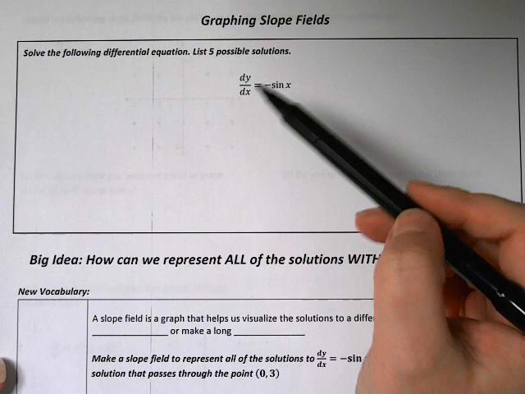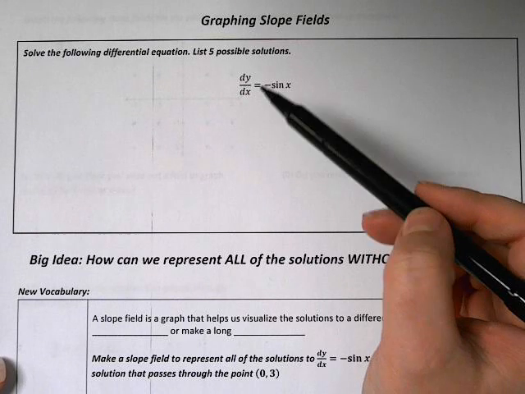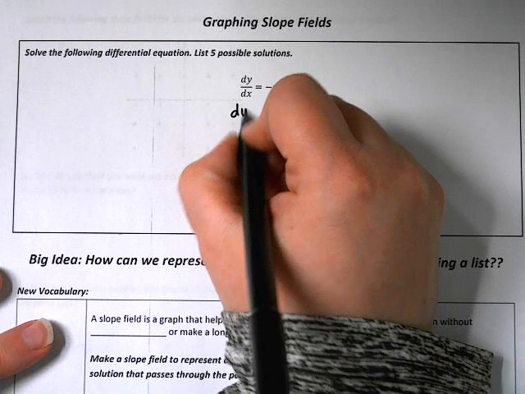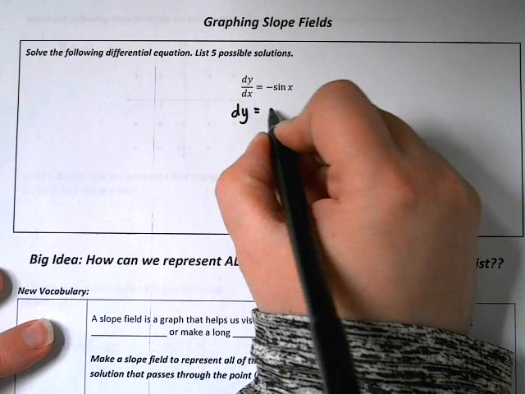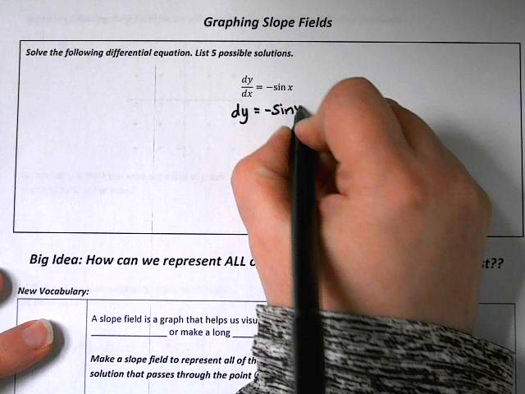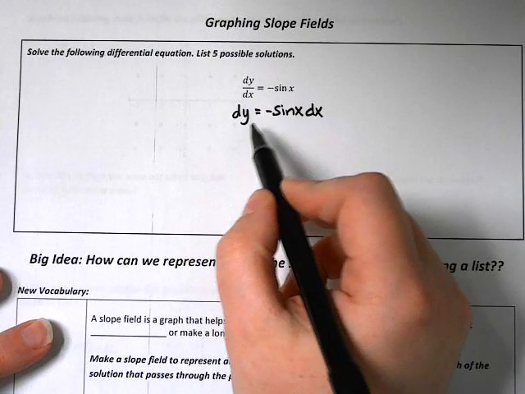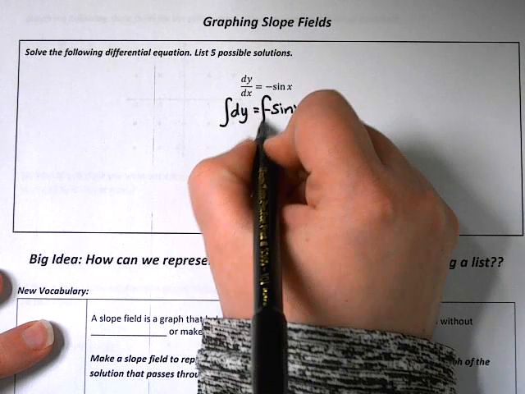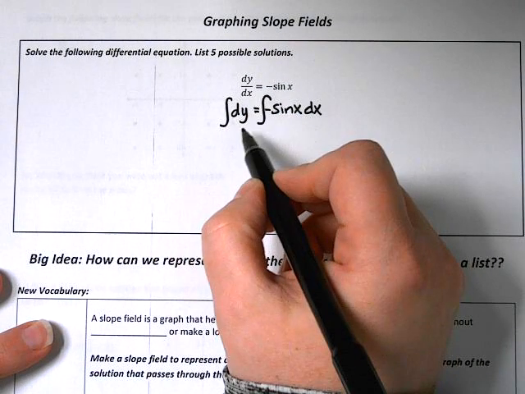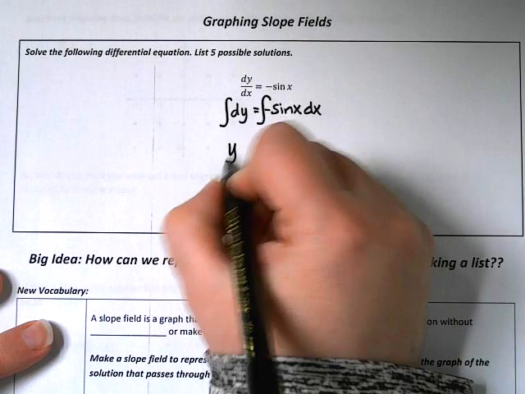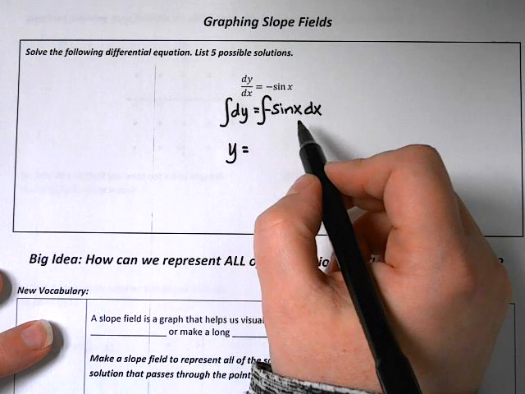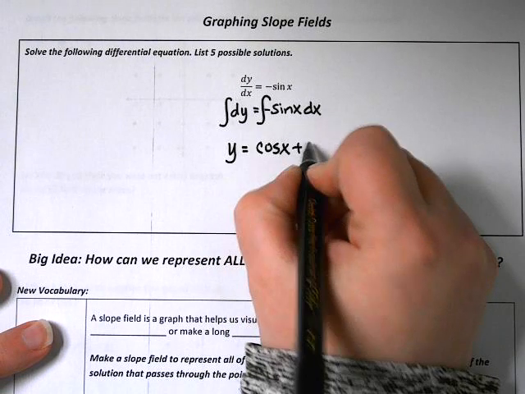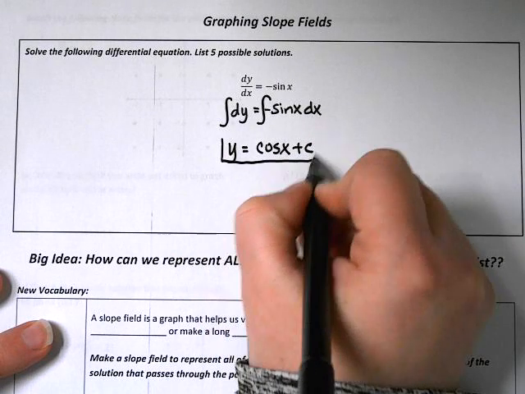So this should start looking fairly straightforward to you now. So dy over dx is equal to negative sine of x. We know that the first thing we're going to have to do is multiply both sides by dx so that we can separate our variables. So we have dy equals negative sine x dx, and we are going to integrate on both sides. We know that the integral of 1 dy would just be y, and the antiderivative of negative sine of x is cosine of x plus c. So this would be our general solution.